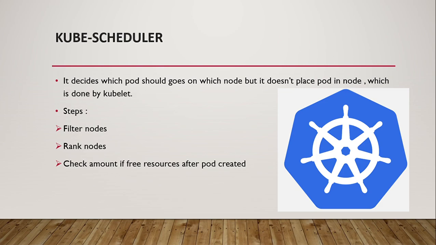Then it will rank. Okay, the third node is feasible for me to launch my container, so it launches the container and the pod inside it, and then calculates the free resources on that node and gives that back to the Kube API server. Kube API server redirects that information to etcd, and it updates etcd.